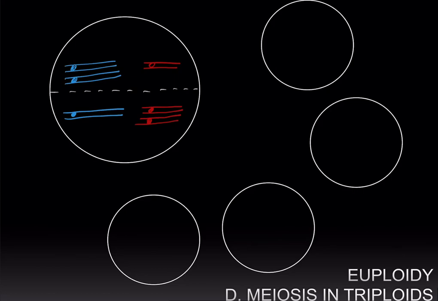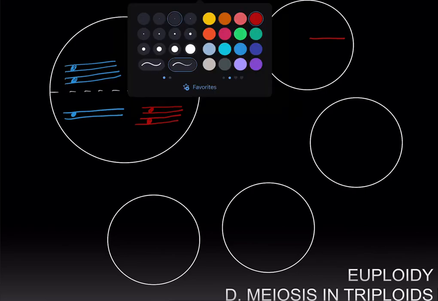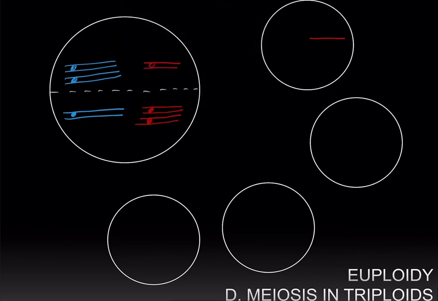When meiosis has completed, this will result in two types of gametes. You would have one red and two blues, and so this gamete would be diploid for the blue chromosomes and haploid for the red chromosome. Or you could have, from this side, one blue chromosome and two red chromosomes.